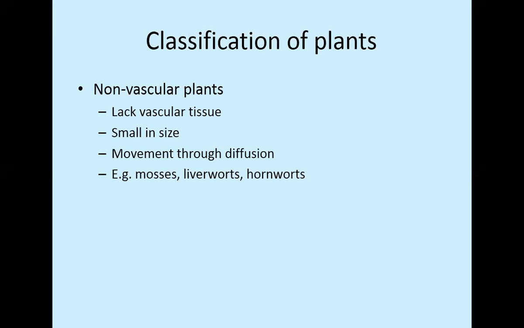So the first type of plants are called the non-vascular plants. Non-vascular plants are considered to be evolutionarily primitive. They do not have the vascular tissues in them. They don't have a specialized transport mechanism. So mosses and liverworts are examples of non-vascular plants. The first group of plants, these are called non-vascular plants. These are small plants and they do not have vascular tissues in them.